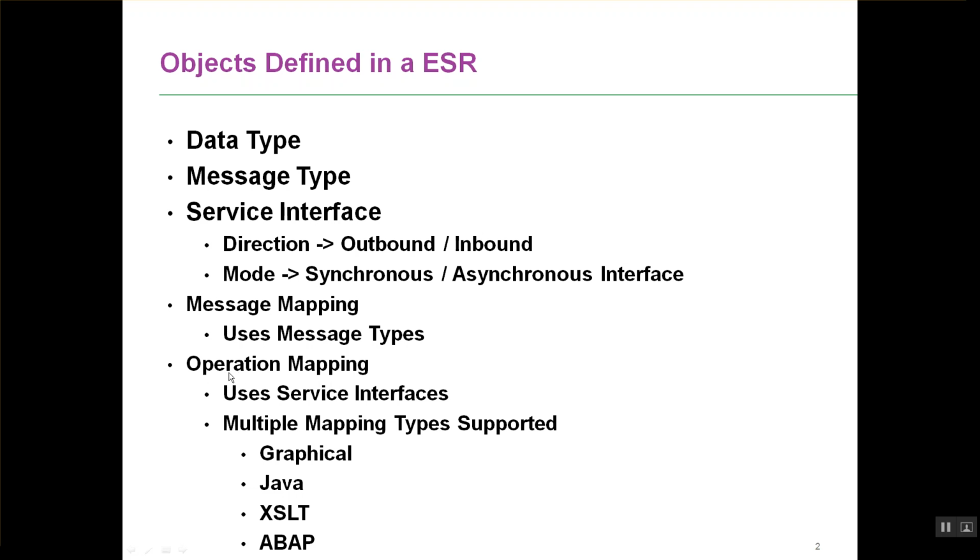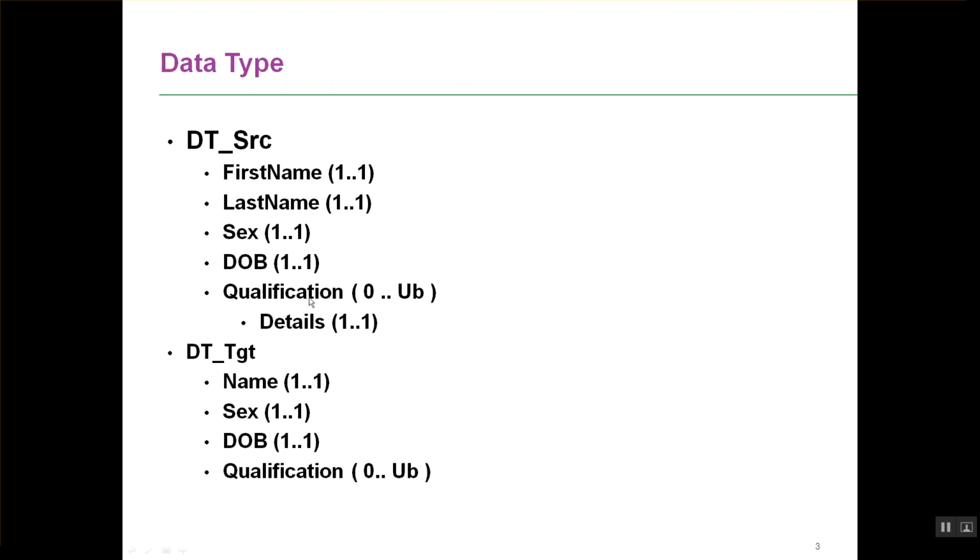Operation mapping is an encapsulation of the message mapping. And you use service interfaces in operation mapping. There are multiple mapping types that PI supports. Graphical mapping, where you would use a drag and drop technique to do the mapping. You can write your mapping in Java, so if you're a Java expert, you can write a mapping in Java. If you're an XSLT or XML transformation expert, you can write an XSLT mapping. If you're an ABAPer, you can also write ABAP mappings. The underlying fact being that multiple mapping types are supported. And in this first exercise that we are going to do, we are going to do a graphical mapping, or a message mapping. Okay. So what is this data type that we are going to be building?